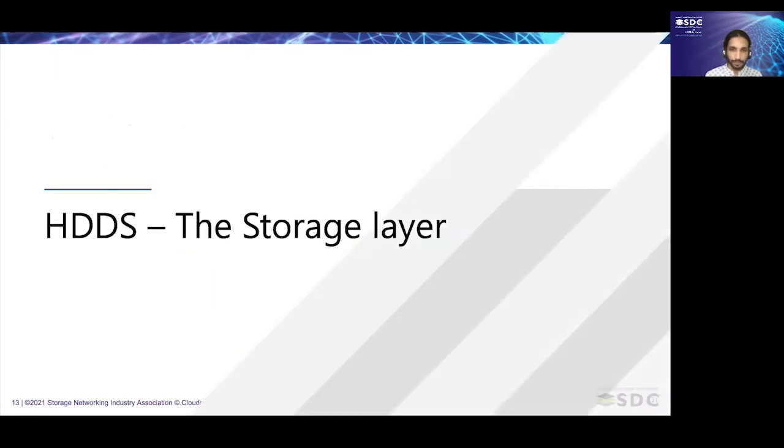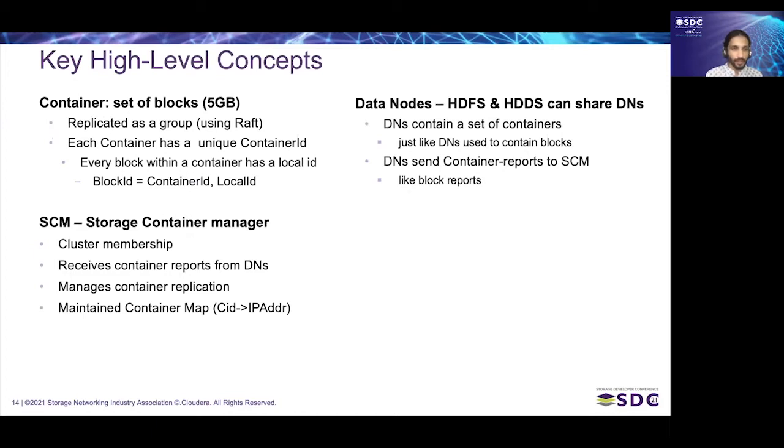So now the storage layer. As we have seen, the storage layer comprises of data nodes and SCM. A container is a very basic component of the storage layer. By default, a container is of size 5 GB. It contains a set of blocks. The container is replicated using the Raft consensus protocol. So all the block writes inside the container to all the data nodes which store that container happen via the Raft protocol. Every container has a unique container ID. Every block can be represented using a combination of container ID and local ID. Local ID is specific to the container.